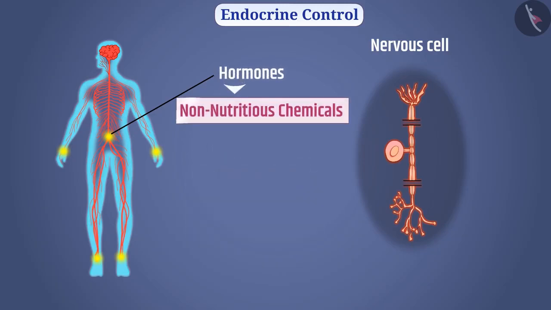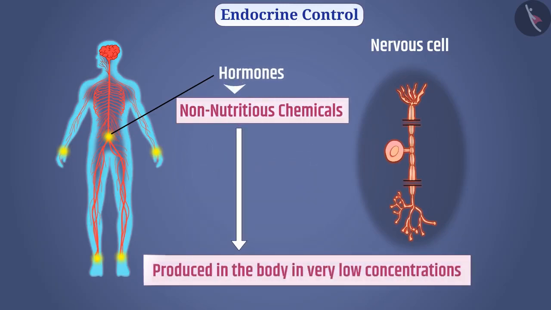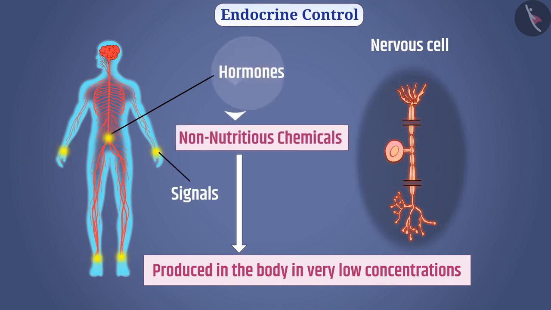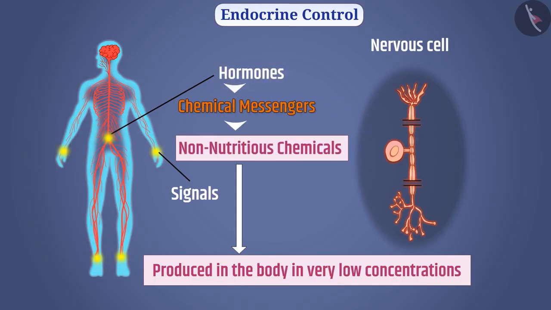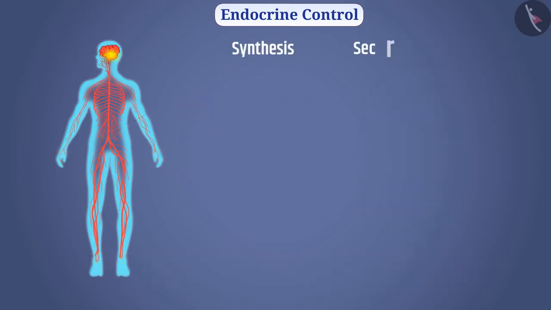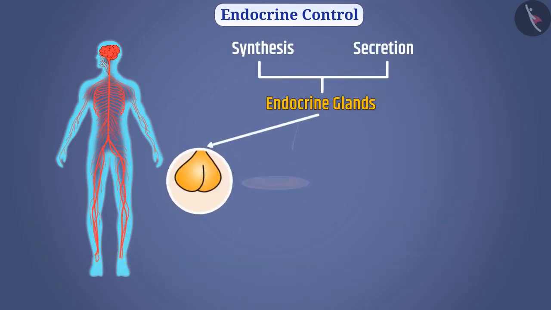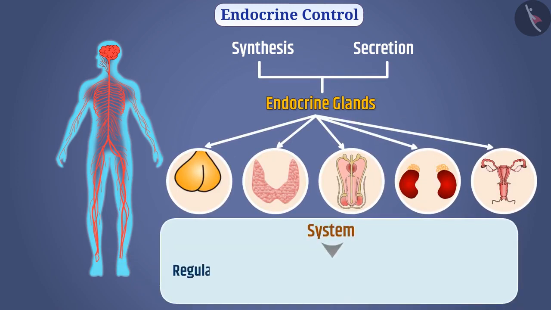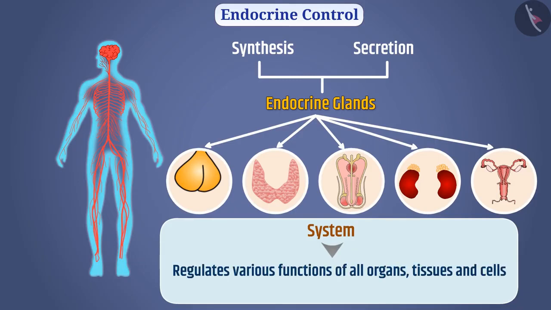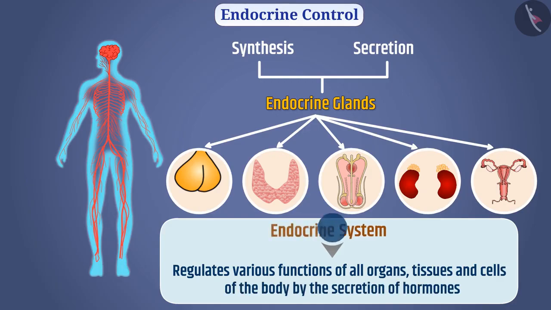Hormones are non-nutritious chemicals that are produced in the body in a very low concentration. They are used to carry signals to various cells of the body. Therefore, hormones are called chemical messengers. Synthesis and secretion of hormones in animals is done by the endocrine glands. The mechanism that regulates various functions of all organs, tissues, and cells of the body by the secretion of hormones is called the endocrine system.